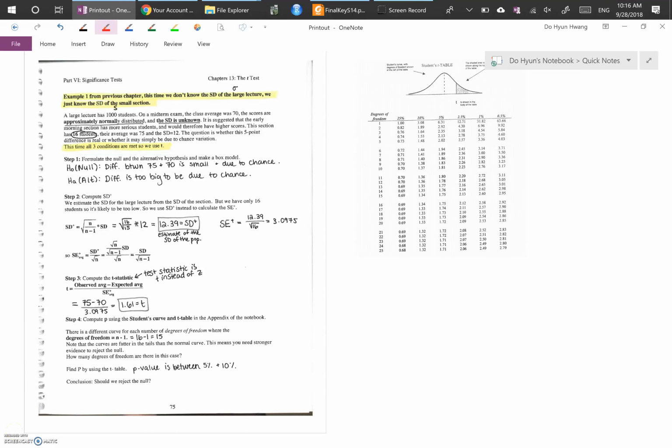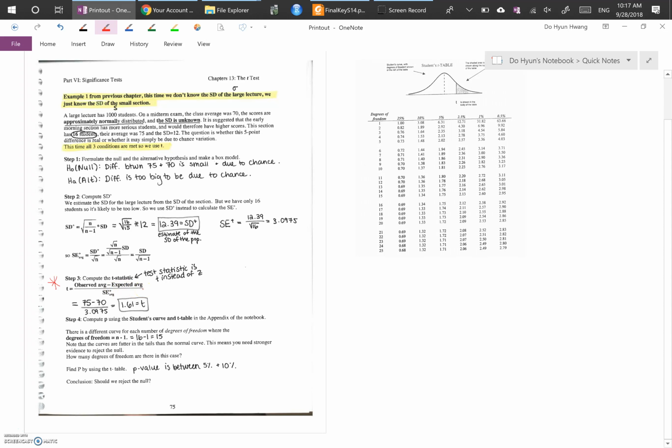Okay, hi everyone. I just wanted to quickly go over the last page of lecture today since we didn't have too much time to go over this in class. But we got to about step 3 in this problem. Right here, step 3. So it says to compute the t statistic.